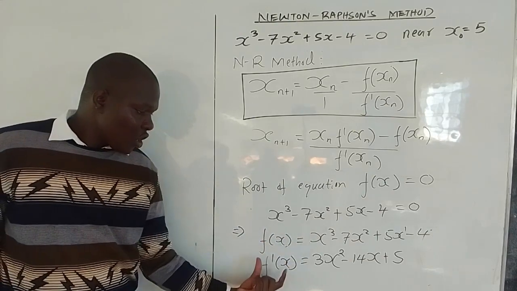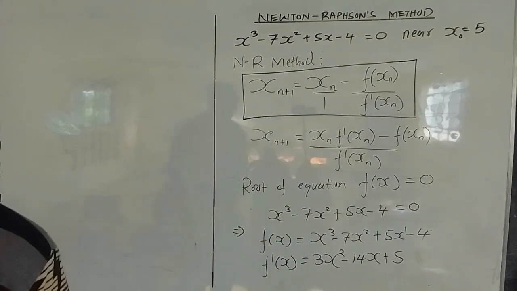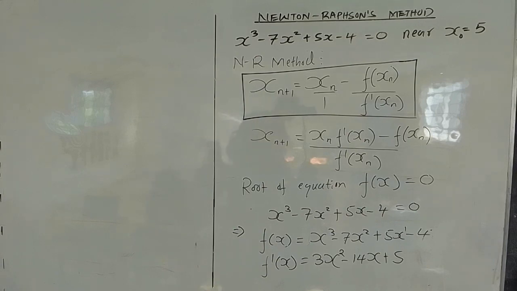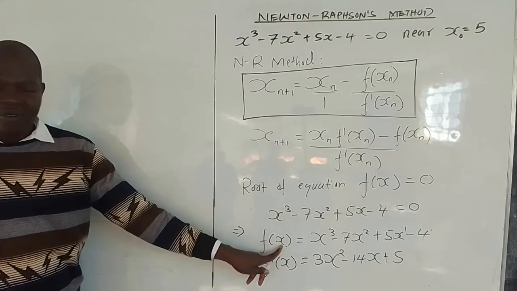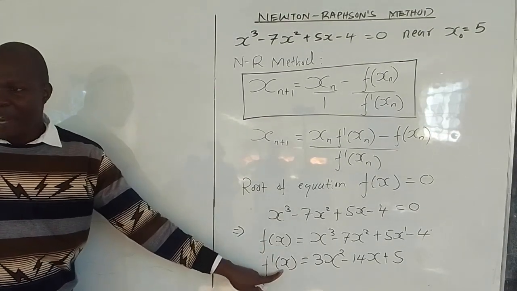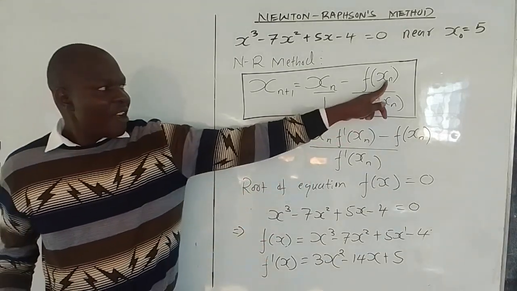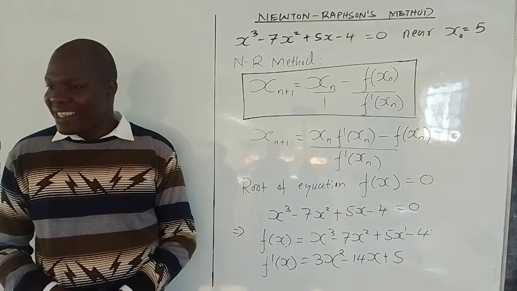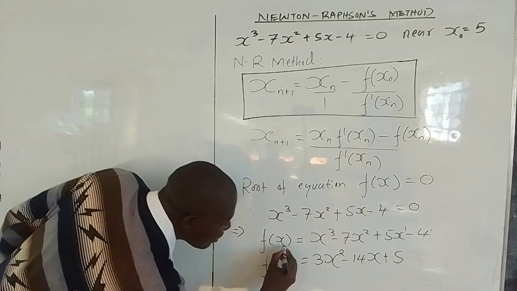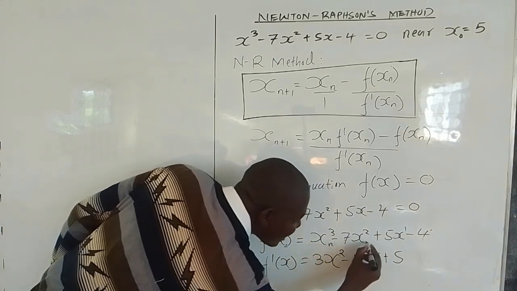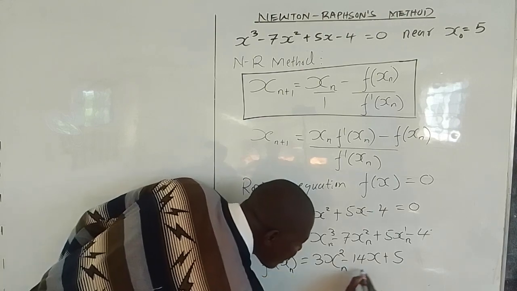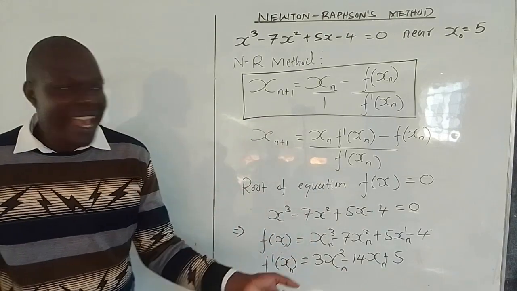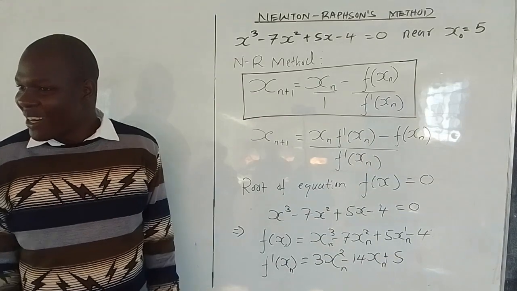We have the function and its derivative. So what next? This is f of x, this is f prime of x. But what do we want? We want f of xn and f prime of xn. So the next thing you do, you simply put your n there. Wherever there is x, you substitute with xn, because that's what we're looking for.